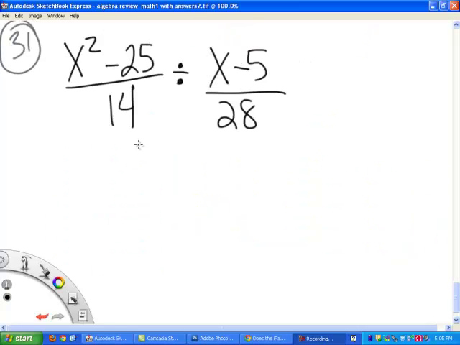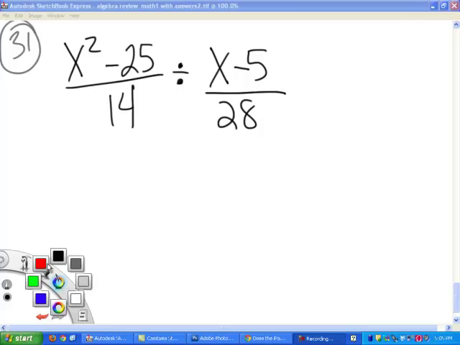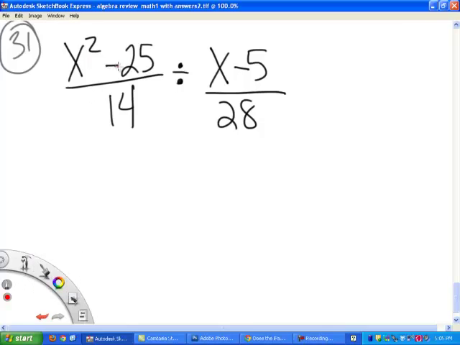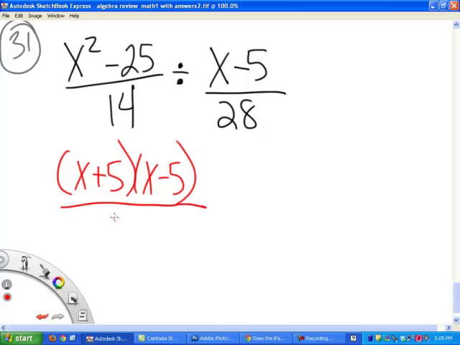All right, let's take a look at number 31. I can see that we've got x squared minus 25. This is obviously a square, and 25 is also a square. I see the division sign, and I immediately know that the numerator and denominator are going to flip-flop in a second. So let's start. I know it's going to be x plus 5, x minus 5, over 14, which is going to remain the same. And this, of course, we factored x squared minus 25.